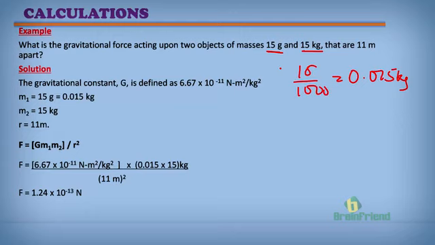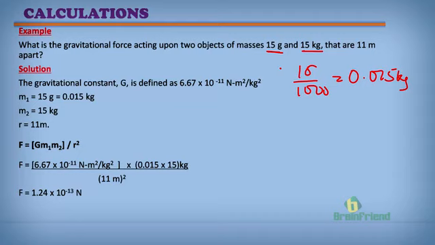0.015 kilograms. Here, the gravitational constant G is given because it's a constant, and you have to memorize the constant. It is 6.67 times 10 to the power minus 11, and the unit is Newton meter squared per kilogram squared. I repeat, the capital G, the gravitational constant, is a standard with a specific unit, 6.67 times 10 to the power minus 11, and the unit is Newton meter squared per kilogram squared. It's also on the board.